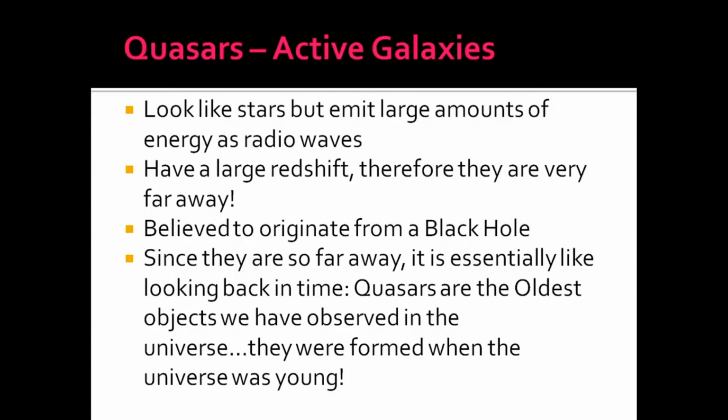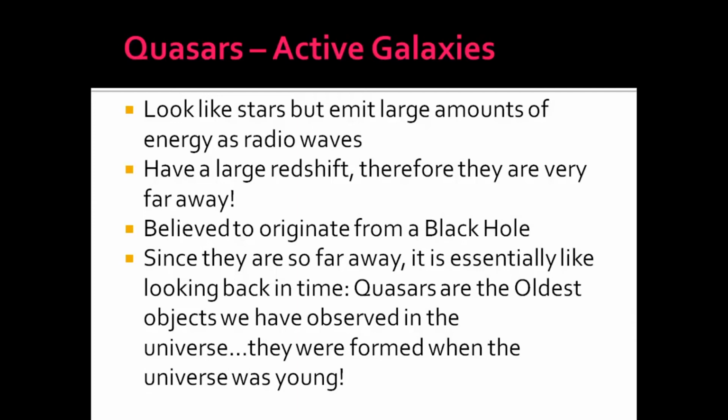Now these quasars, or these active galaxies, have extremely large redshifts, which means that they are very, very far away. In fact, quasars are some of the farthest away objects that we have discovered yet. And these active central regions of galaxies are believed to originate from a black hole at the center of a galaxy. So since they are so far away, when we detect these quasars, it's essentially like looking back in time, because we're seeing light that has taken that long to get to us.